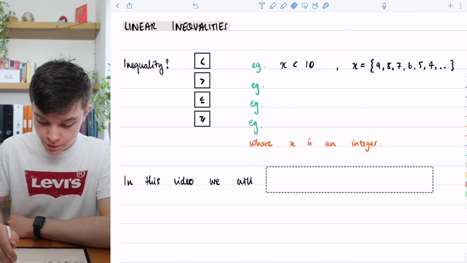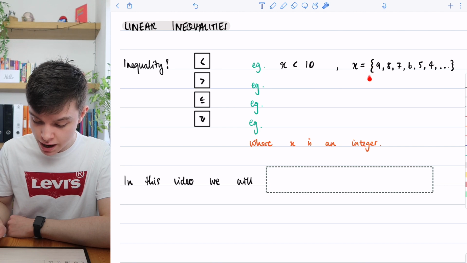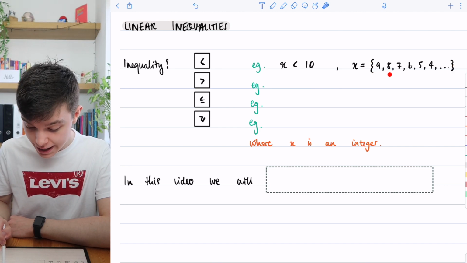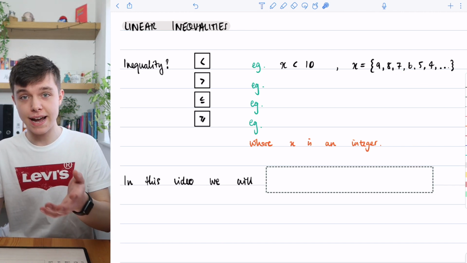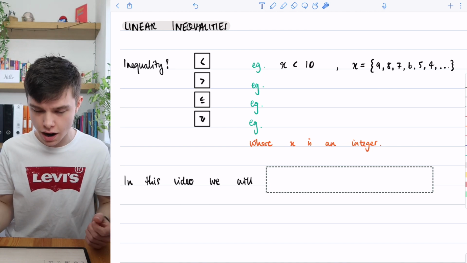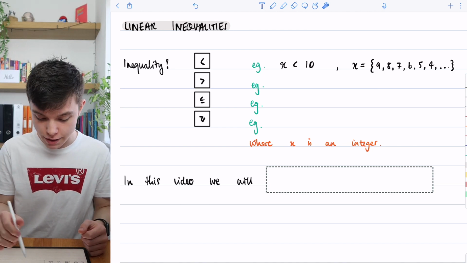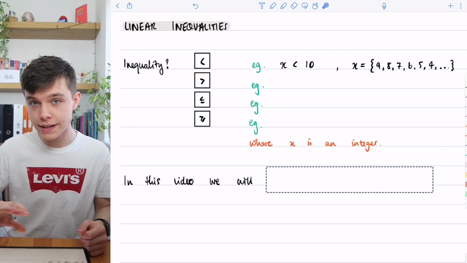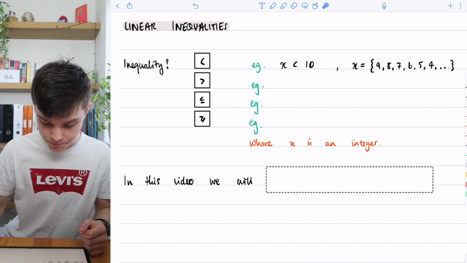So we're going in this set here, and these curly brackets, by the way, just denote a set. We're going to have the set 9, 8, 7, 6, all the way down to minus 10, minus 11, all the way down to negative infinity. So hopefully that's something you can get your head round. X is less than 10 is this set here, all the way down to negative infinity.